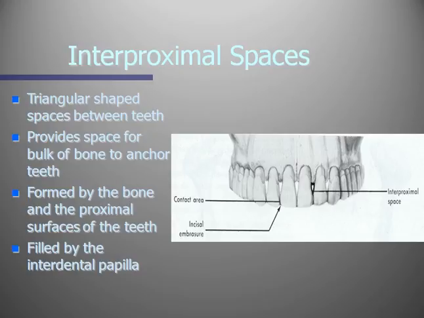Interproximal spaces are triangular-shaped spaces between the teeth. They provide space for the bulk of bone to anchor the teeth. They are formed by the bone and the proximal surfaces of the teeth and are filled in by the interdental papilla.